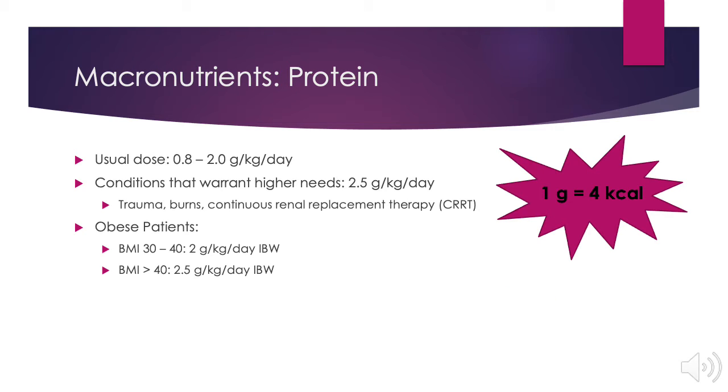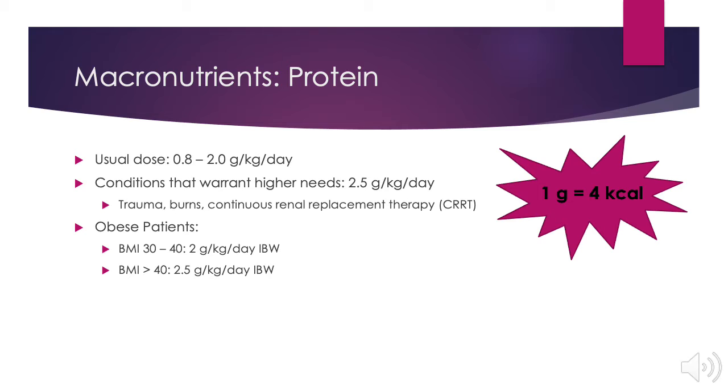So starting with protein, protein formulations used to compound TPN are also called amino acid solutions. The usual dose range is anywhere between 0.8 to 2 grams per kilo per day. Some patient populations may require higher protein needs, such as trauma, burn patients, and patients who are actively on continuous renal replacement therapy, also abbreviated as CRRT.